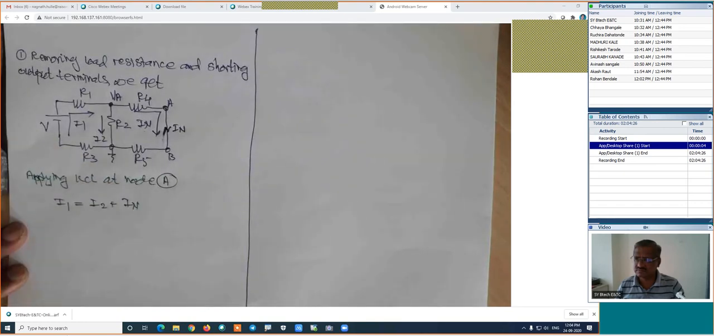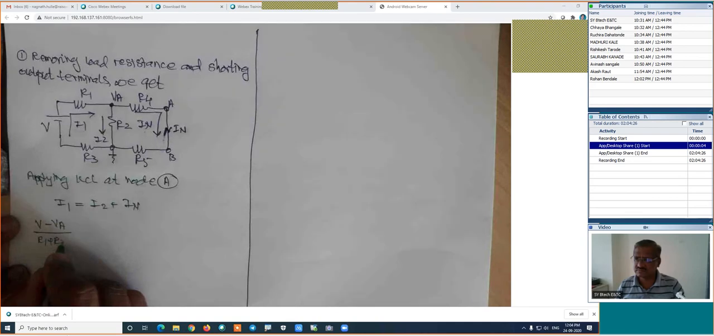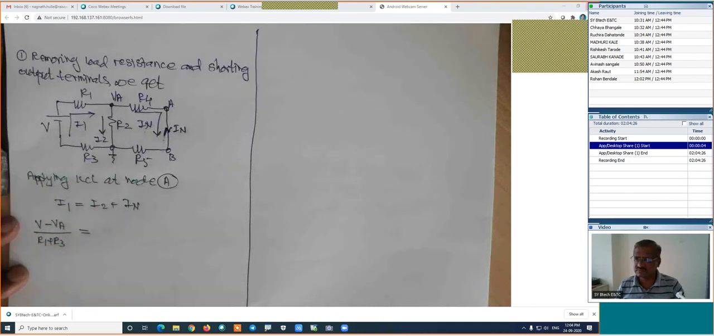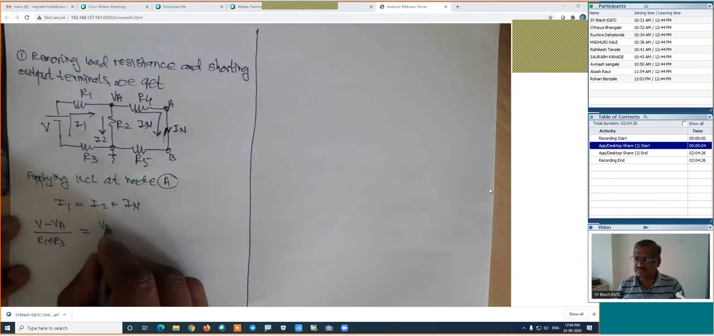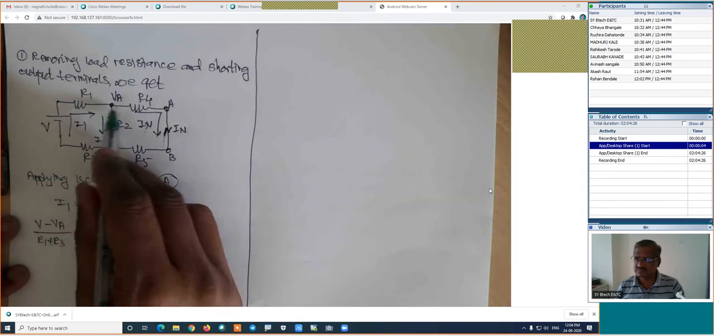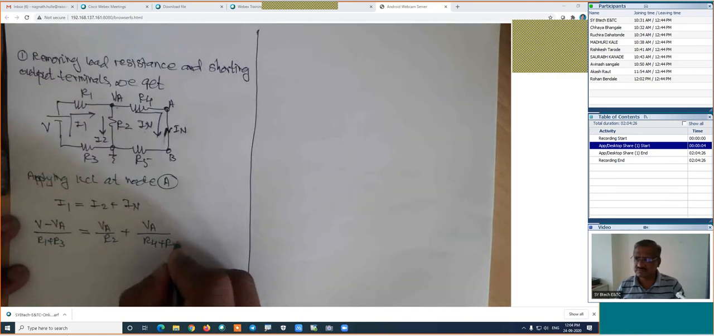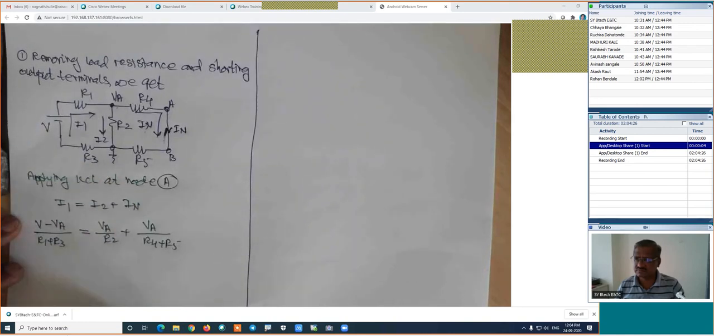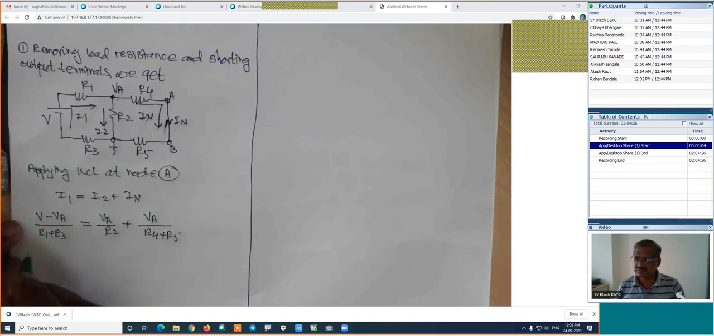How is the equation for this I1? V minus VA divided by R1 plus R3, which is equal to, how is the I2 current in this branch? VA divided by R2. This is VA divided by R2 plus IN. How is the IN current in this branch? VA minus 0 divided by this resistance, which is R4 plus R5. And this equation has only one unknown, and that unknown is VA.